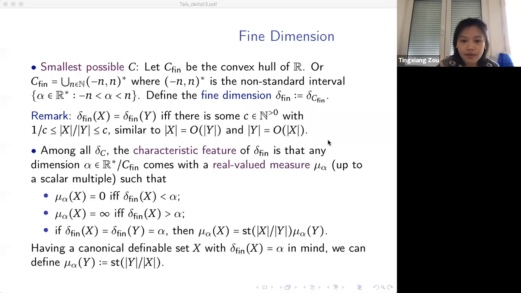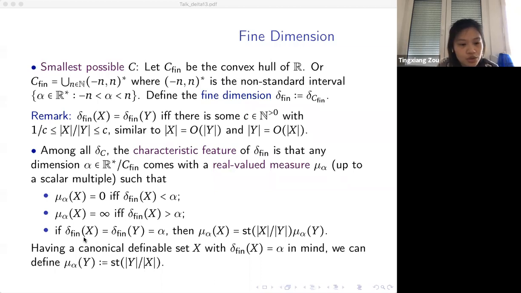And so the fine dimension has a characteristic feature: for any value alpha in this quotient group, there is a real-valued measure mu alpha, which is also related to this dimension. If mu alpha of X is zero, then the dimension drops. And if mu alpha of X is infinite, then the dimension goes up.